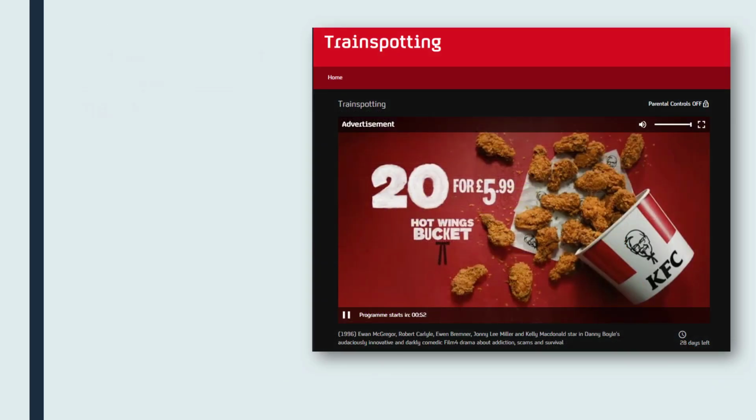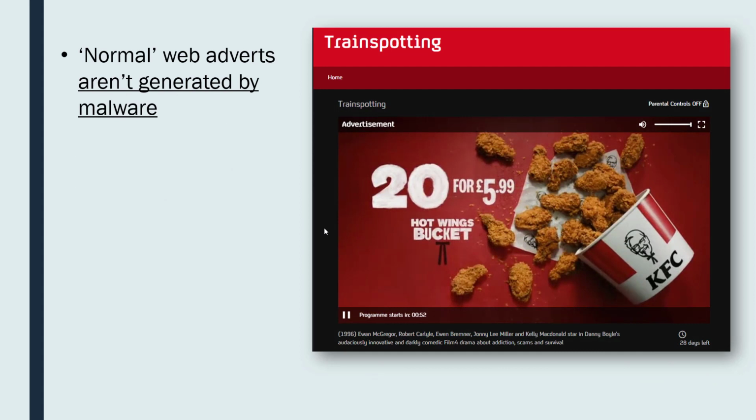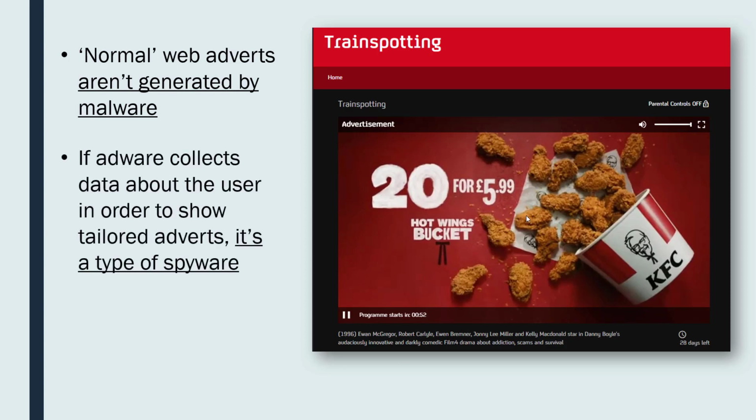A normal advert like this one on Channel 4's website, where I'm trying to watch a film, has about 5 minutes of adverts before the start. This is not KFC in the advert trying to attack me. It's just a normal advert which is just showing me a deal, right? So it's not a type of malware if it's a normal advert. It's only really a type of malware once it becomes really intrusive. I have technically consented, I've given my permission to see this advert because I've signed up for Channel 4's website. If this was shown to me without my consent, then it would be adware in terms of malware.